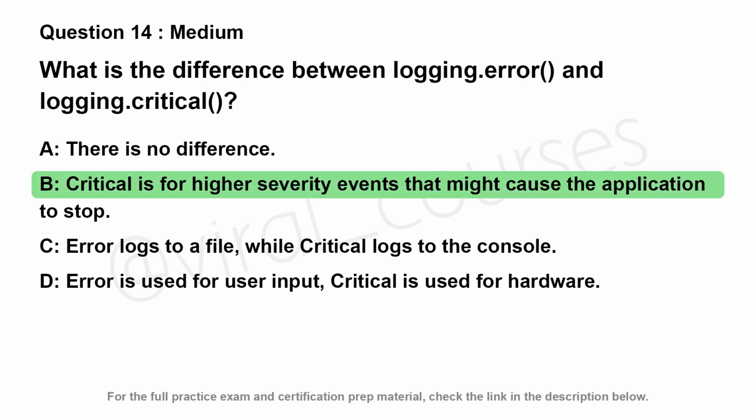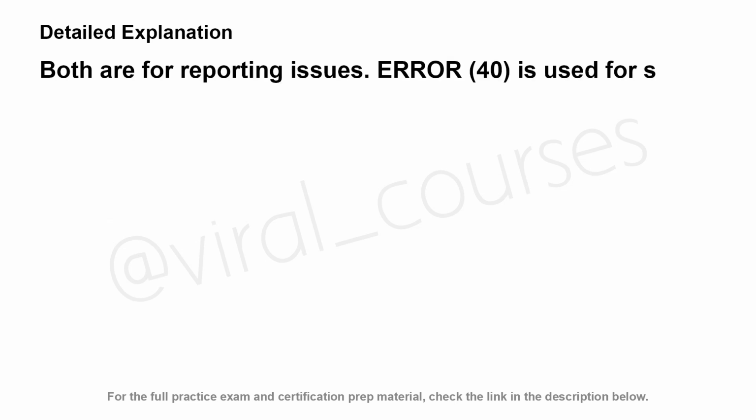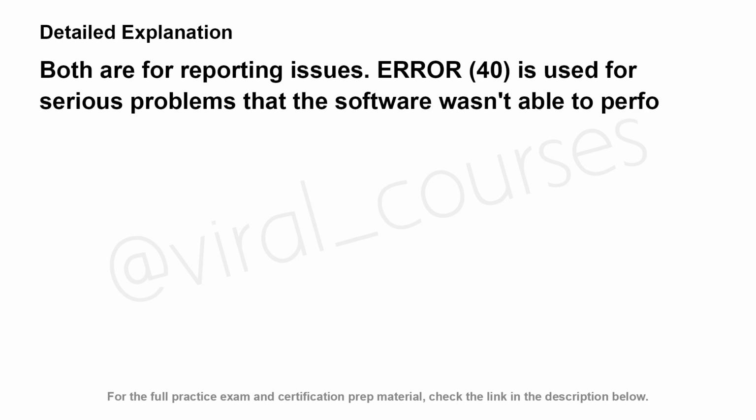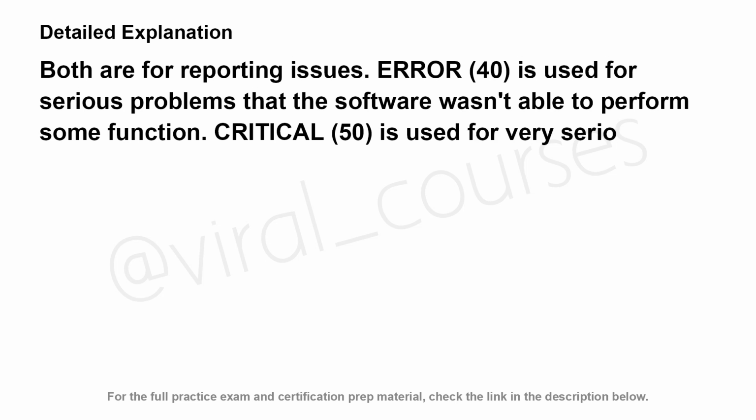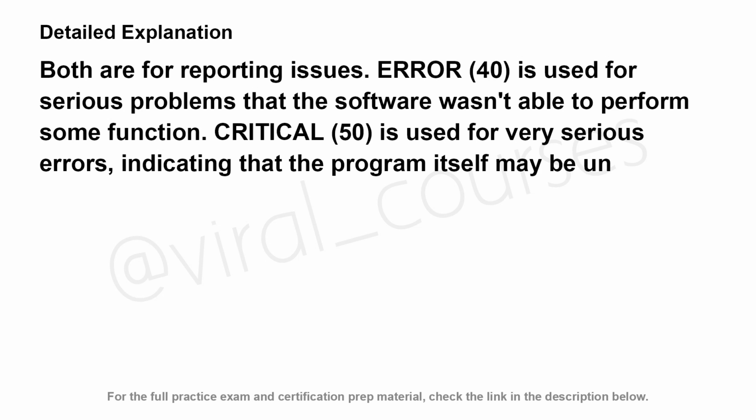The correct answer is B. Both are for reporting issues. Error, 40, is used for serious problems where the software wasn't able to perform some function. Critical, 50, is used for very serious errors, indicating that the program itself may be unable to continue running.